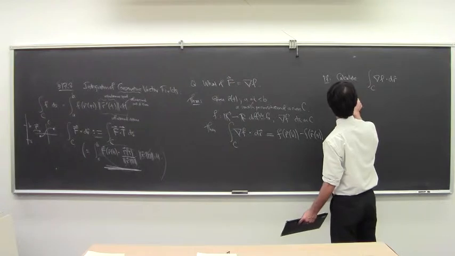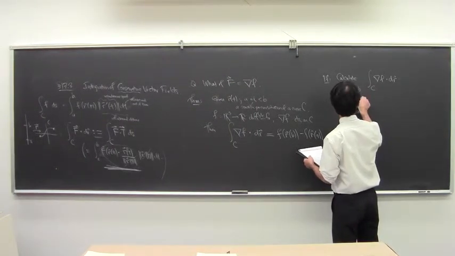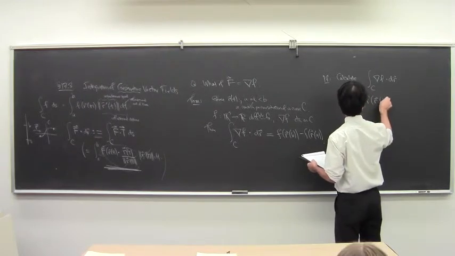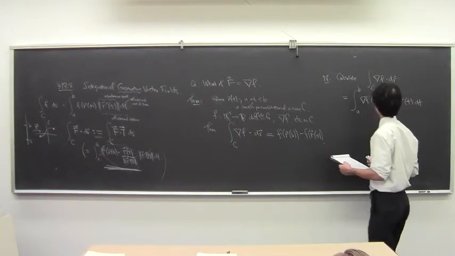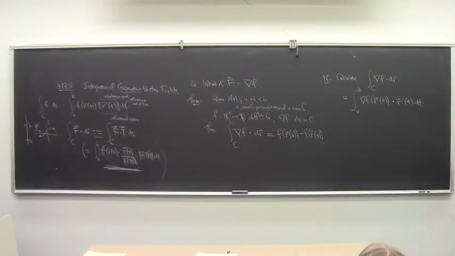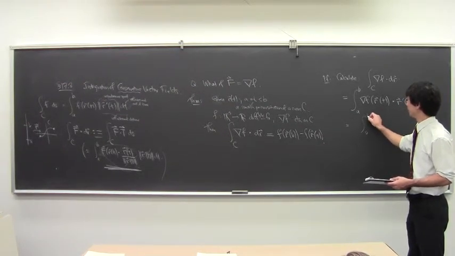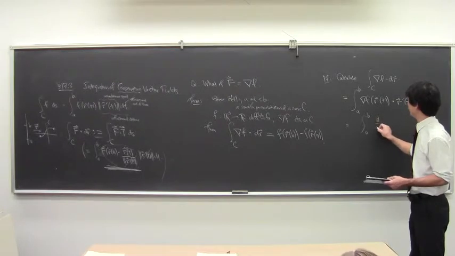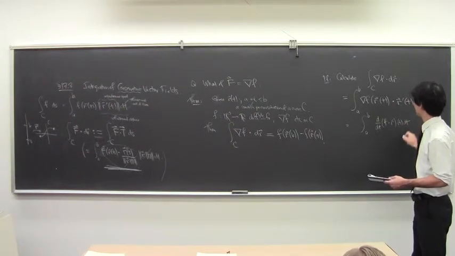dr, we just said, is going to be the integral from a to b of the function evaluated at r of t dot r prime of t dt. But that turns out to be the same thing as the integral of the derivative of f composed with r at t dt.